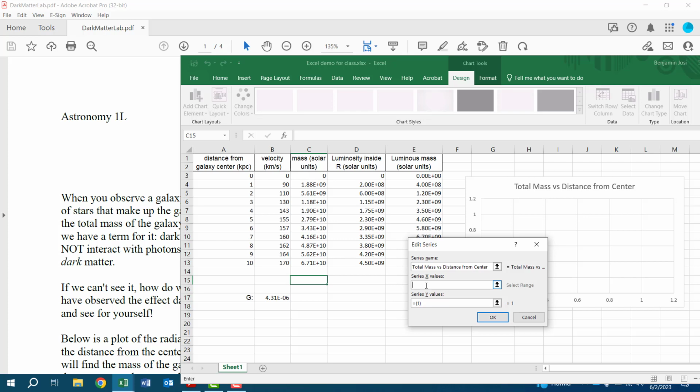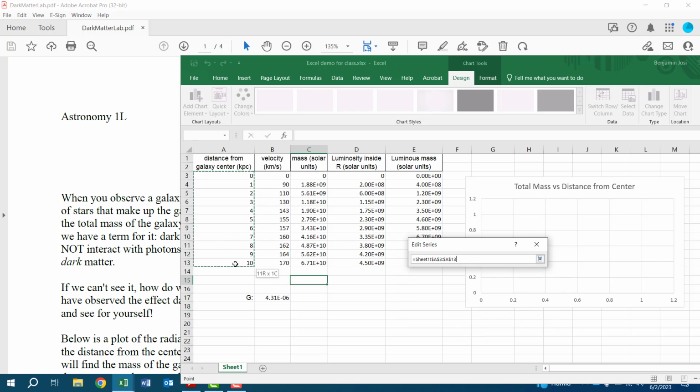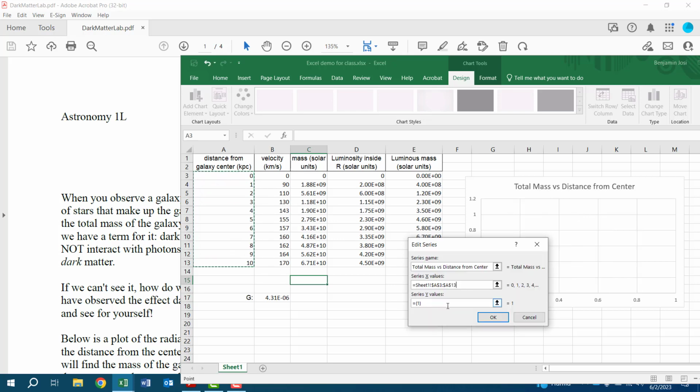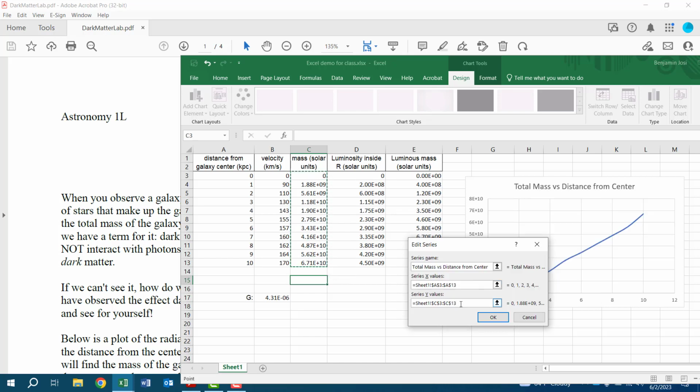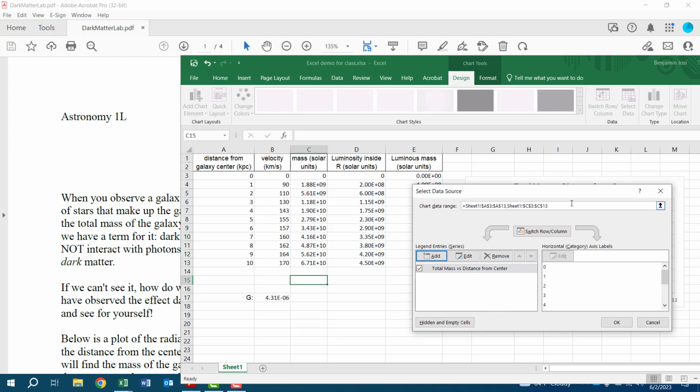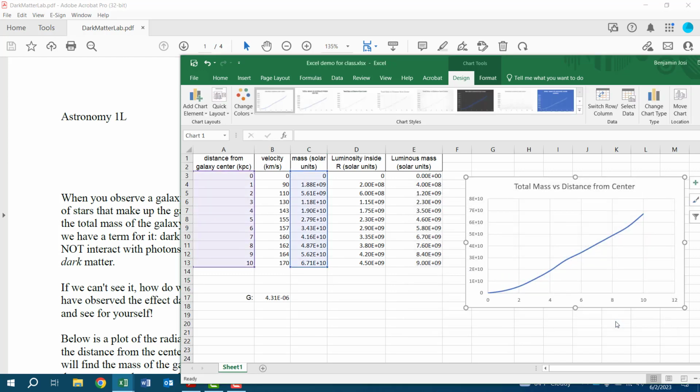So for the x values, I'm going to click and drag across the numbers for distance from the center. Then I go to this field here. They always put this bracket with the 1, delete all that, and then click and drag across the corresponding masses. And this is important. Excel is a little picky. You have to hit the tab button to get out of there in order for Excel to remember that bit of instruction. And then I can click OK. And for now, I'll leave it as is. And then check it out.